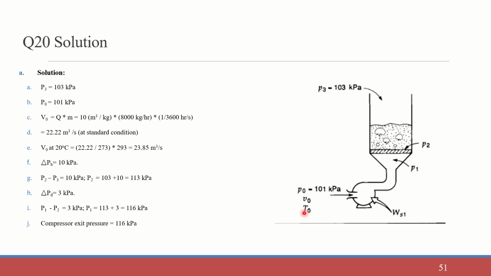Now P naught, V naught, T naught we know, but exit conditions we don't know anything. We need to know P1 at least, right? The exit pressure from the compressor. So for getting P1, what are we given?